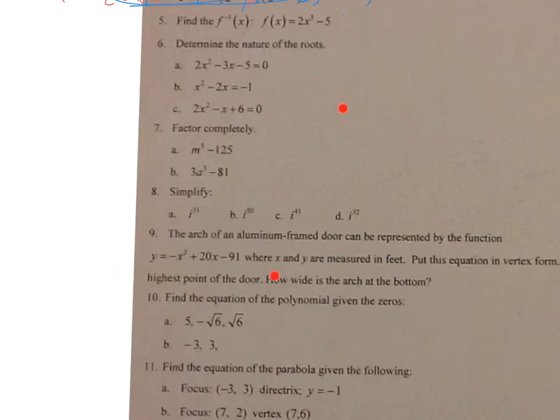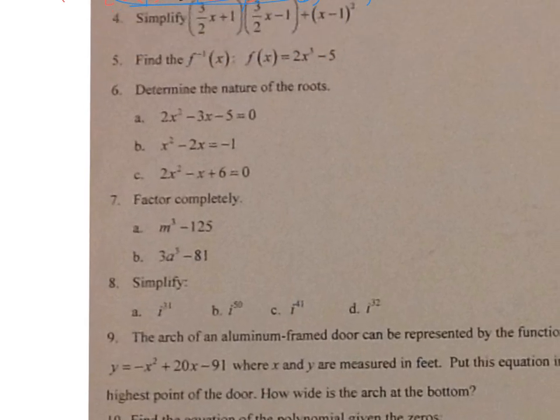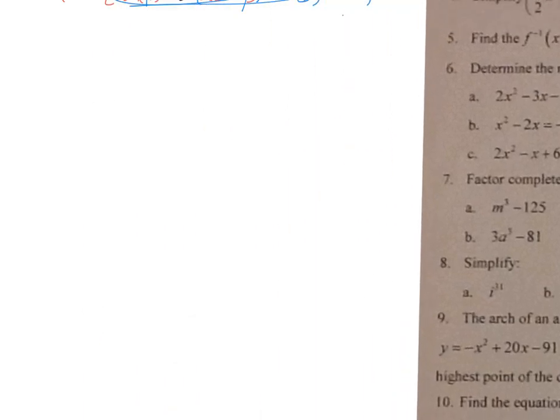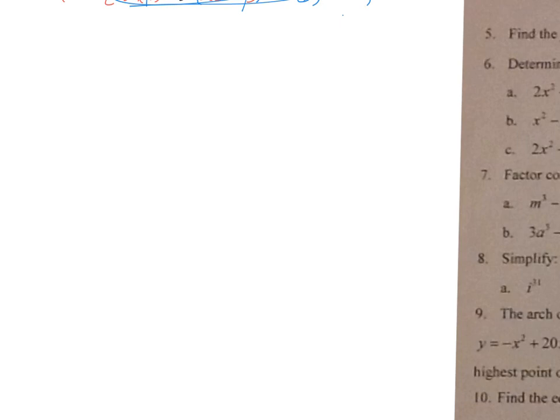Okay, so let's take a look at number 6 here. It says to determine the nature of the roots. The nature of the roots means to tell what type of roots you're going to have. It's the discriminant. Are the roots going to be real, rational, equal, real, rational, unequal, real, irrational, unequal, or are they going to be imaginary? And in order to figure that out, I am going to use the discriminant. So hopefully you recall the discriminant is what's underneath the radical.